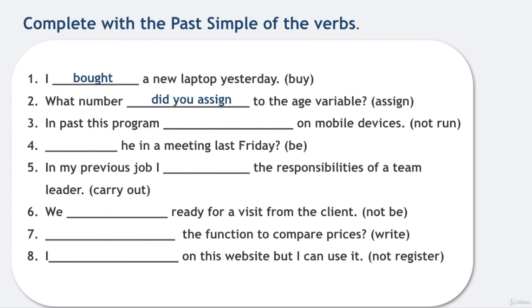This is a negative sentence. So you have to make a negative verb in past simple. And the answer is, in the past, this program didn't run on mobile devices. Again, didn't run because this is a negative sentence. You add did with not, which is didn't together. Didn't run, and the word run is actually an irregular verb. Run, ran, run. But you use the first form because you have did in this sentence. Number 4.